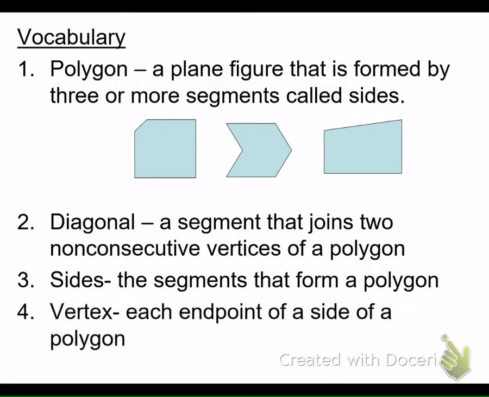So number 2, the second vocabulary word is a diagonal. A diagonal is a segment that joins 2 non-consecutive vertices of a polygon. We'll also need to know what the word sides means. You can probably figure this one out, but we'll write it down anyway. Those are the segments that form a polygon, and a vertex is each endpoint of a side of the polygon. So the vertex is like the corner or the angles that are formed. Okay? So I'll give you a few minutes to get those down.